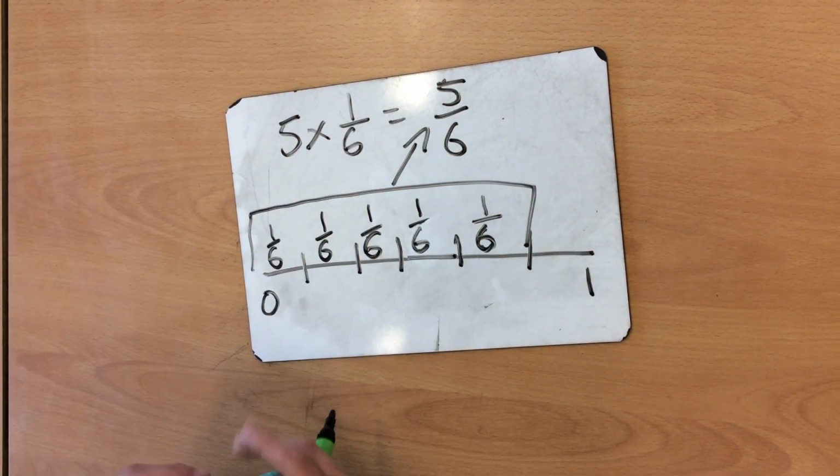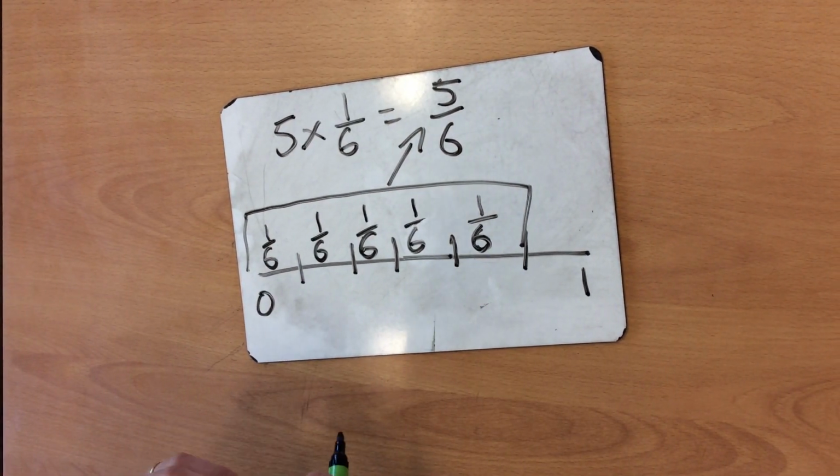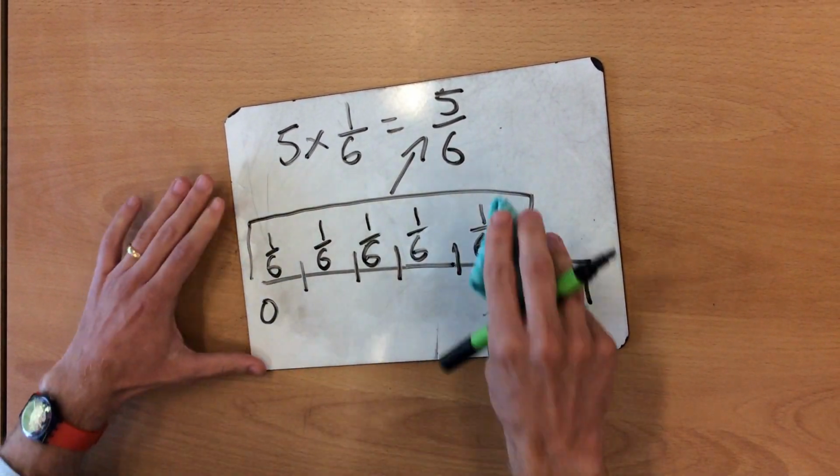So there we go, everybody. That's 3 ways to multiply a unit fraction by an integer.